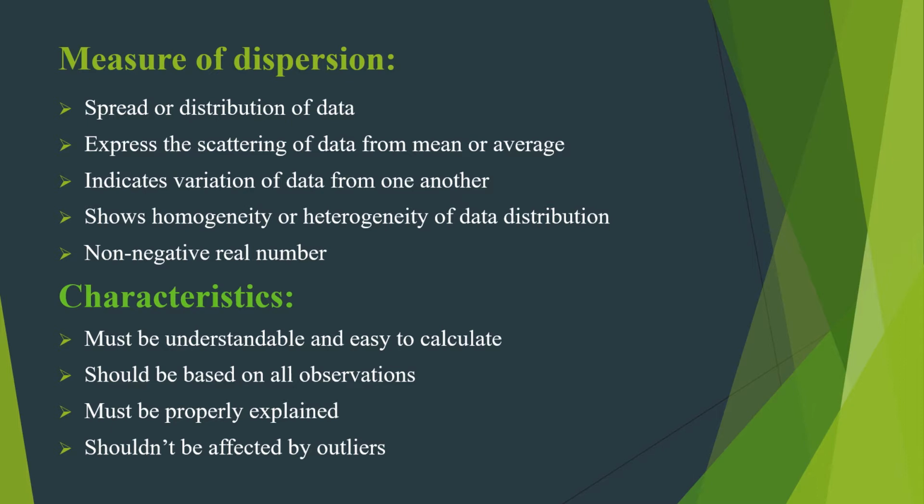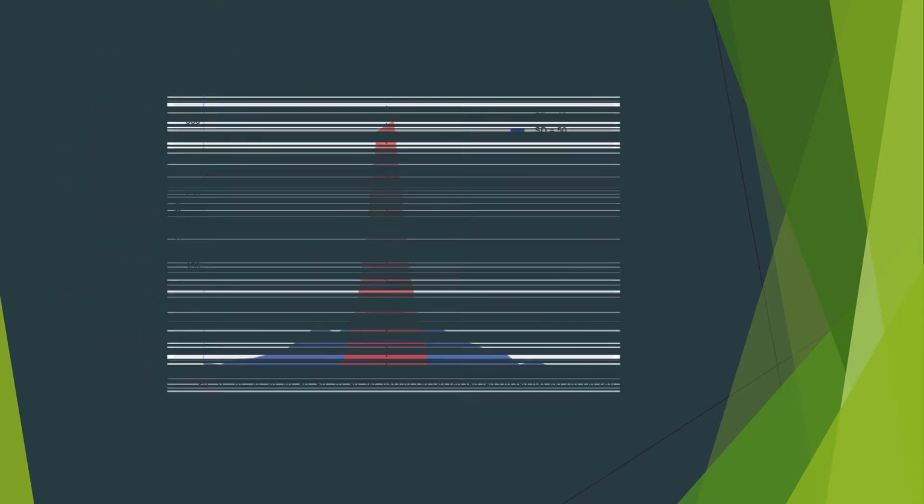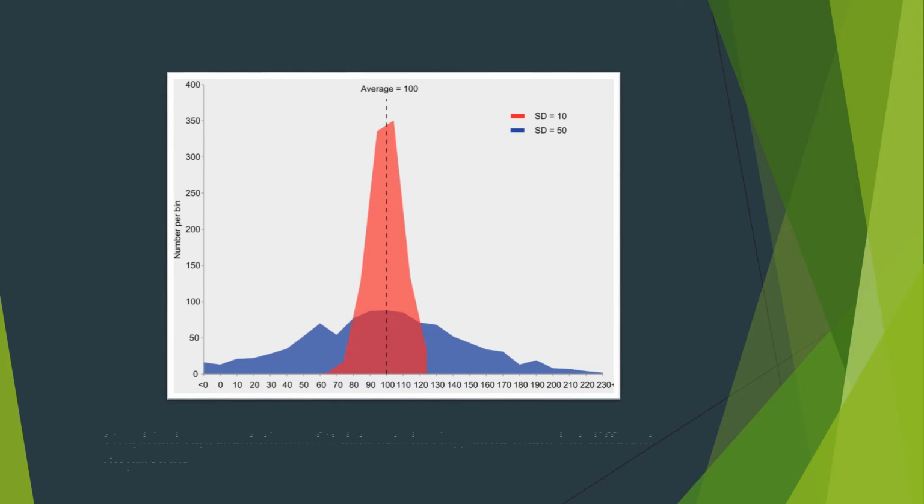It is a non-negative real number. Characteristics: it must be understandable and easy to calculate, should be based on all observations, must be properly explained, and should not be affected by outliers. That is a graphical representation of two data sets having the same mean but different dispersion.